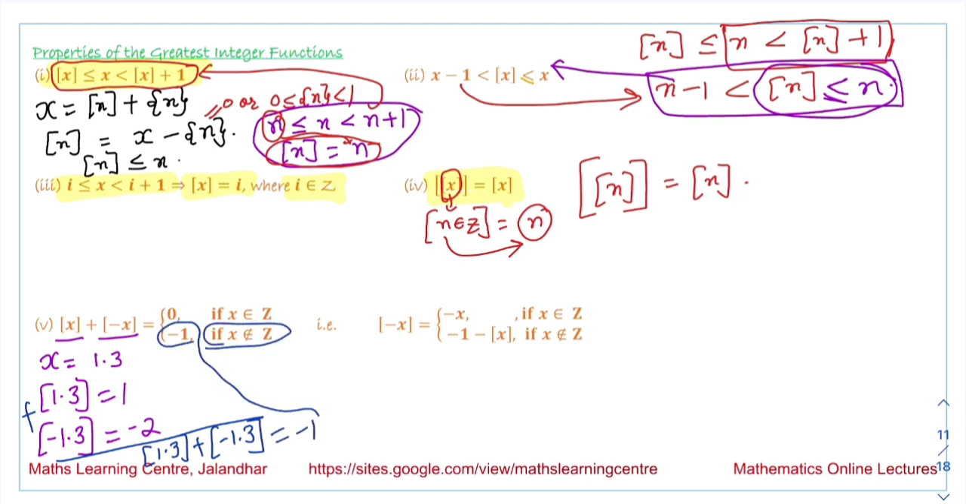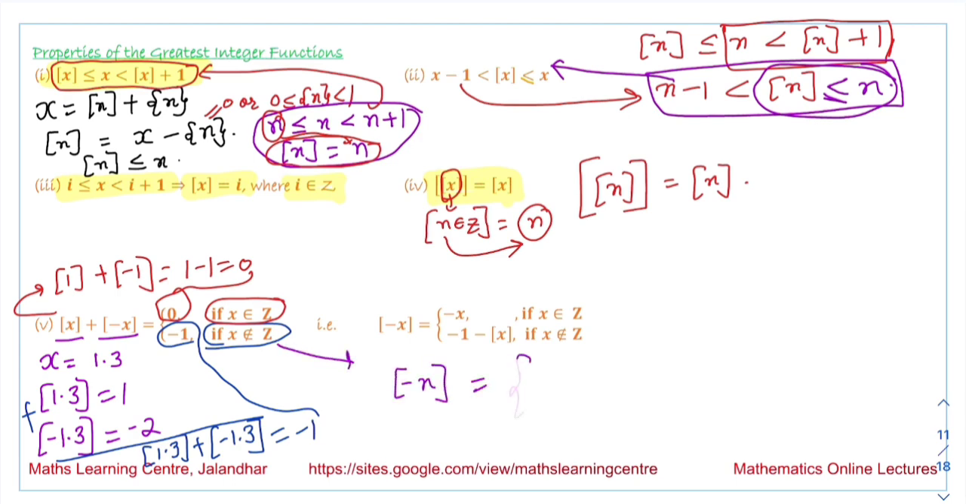So if x is not an integer, then the sum of these two values is minus 1. Next, if x is an integer, for example greatest integer of 1 plus greatest integer of minus 1, the answer we get is 1 minus 1, which is equal to 0. So if x is an integer, then the sum of both these values is equal to 0. From this result, the greatest integer of minus x is equal to minus greatest integer of x when x belongs to Z, or minus 1 minus greatest integer of x when x does not belong to Z.